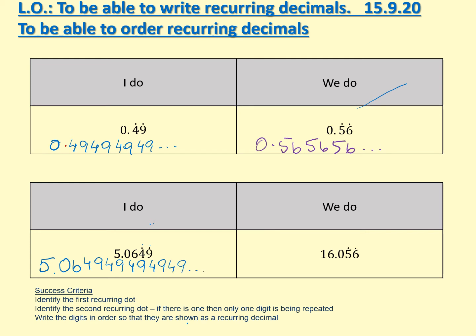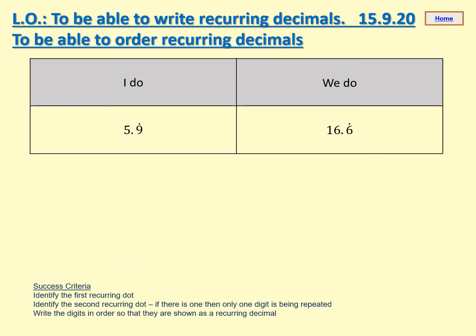So what I'll ask you to do now is to do the next question in your books. Pause the video. Okay, so what you should have is 16.056566, and so on. If that's what you got, well done. Tick with the green pen. And now let's do one more.